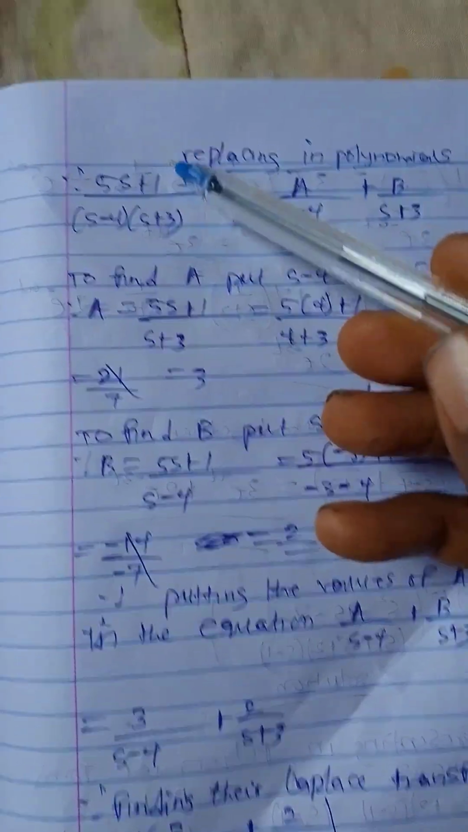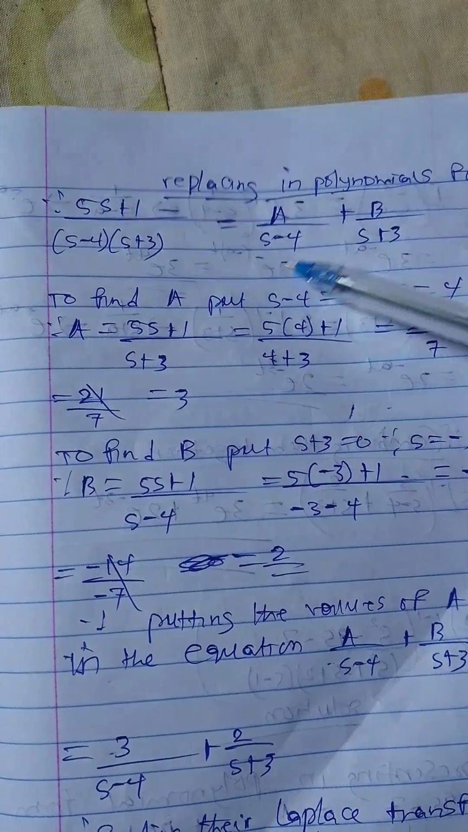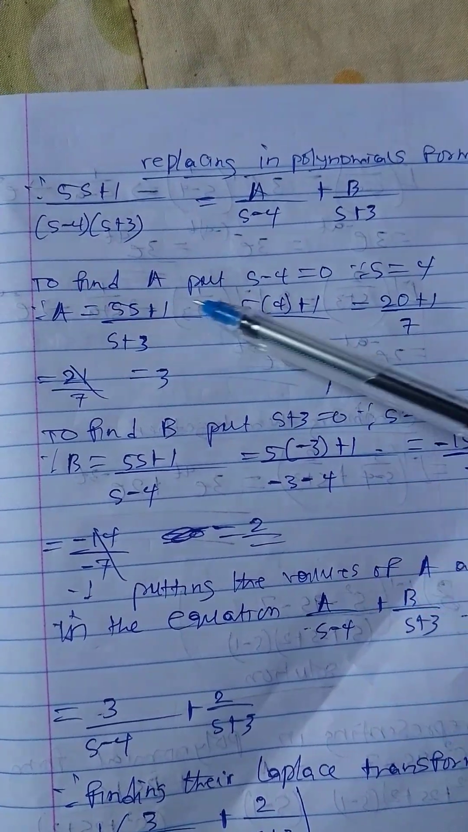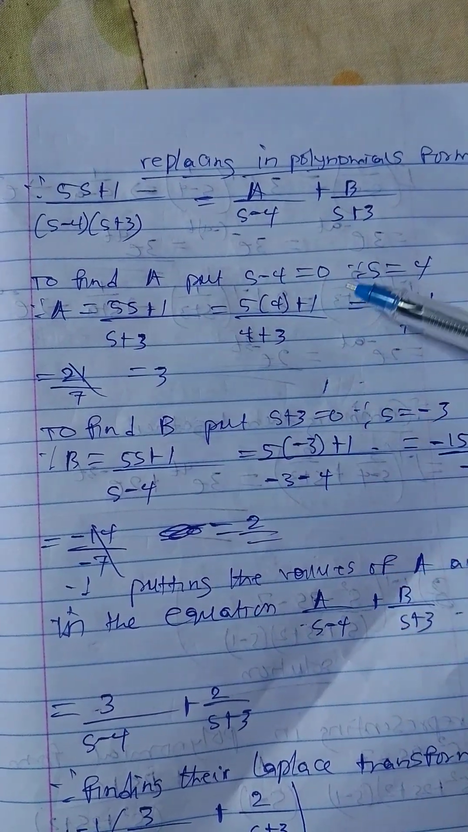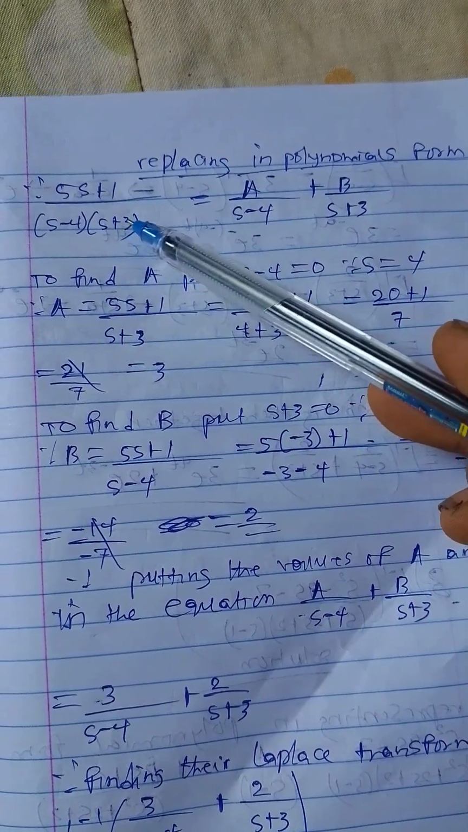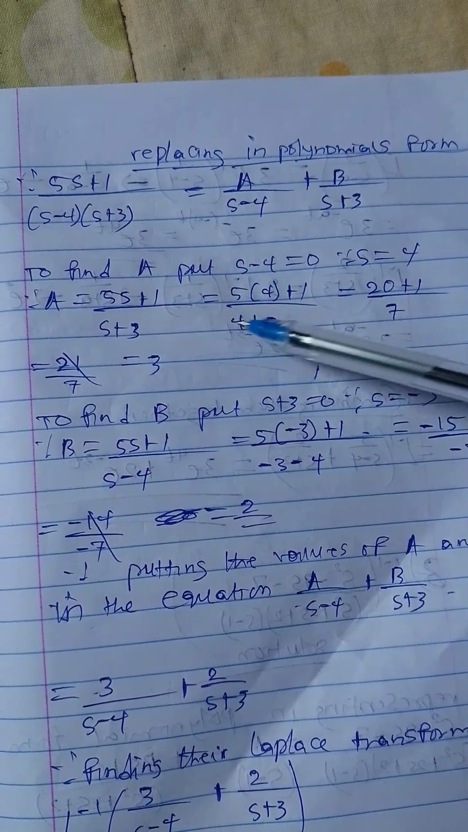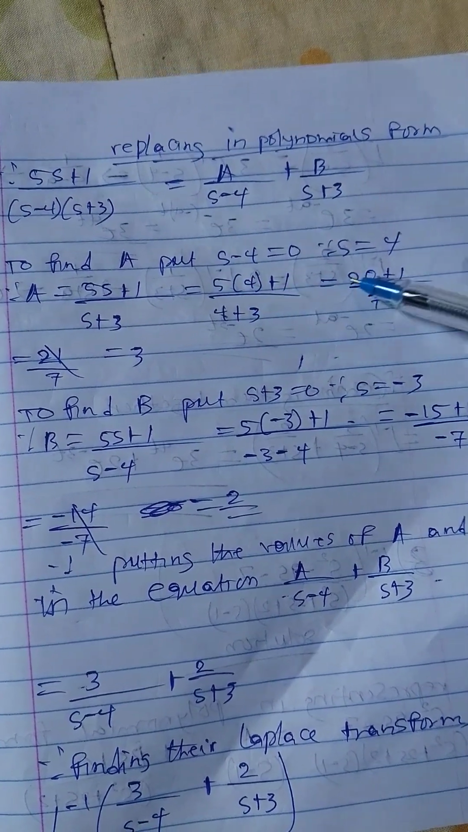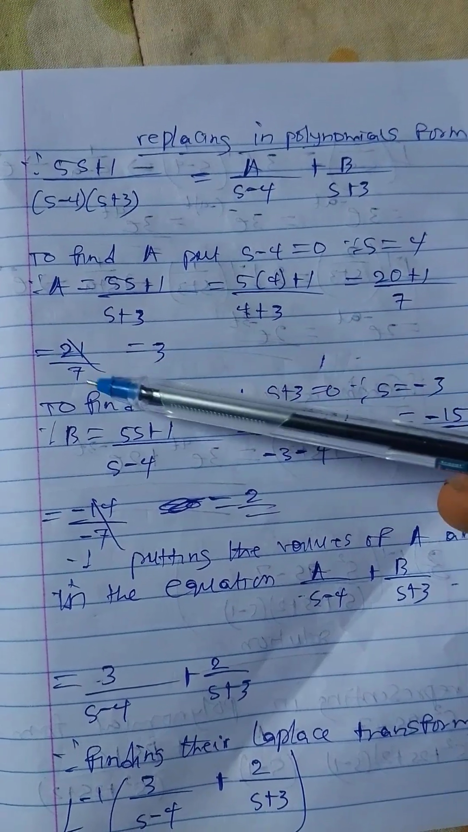So that becomes 5x plus 1 all over x minus 4 bracket x plus 3 is equal to a over s minus 4 plus b over s plus 3. Okay, so to find a, put s minus 4 equals to 0, therefore s is equal to 4. Therefore a is equal to 5x plus 1 all over x plus 3, putting the value of x to be 4. So that becomes 5 times 4 is 20 plus 1 all over 4 plus 3 is 7. So 20 plus 1 gives you 21 over 7.